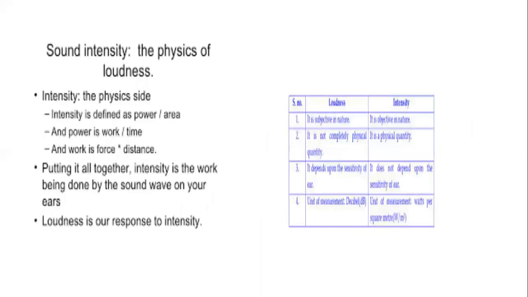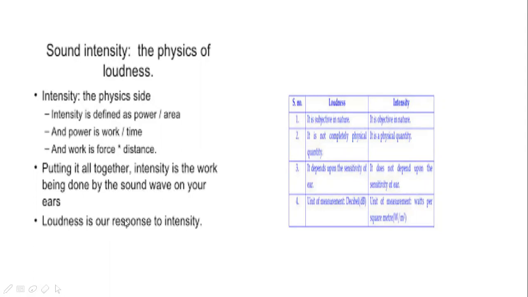Now, sound intensity. Intensity is defined as power per unit area, and power is work per unit time. Work is the dot product of force and distance. Putting it all together, intensity is the work being done by the sound wave on your ears.